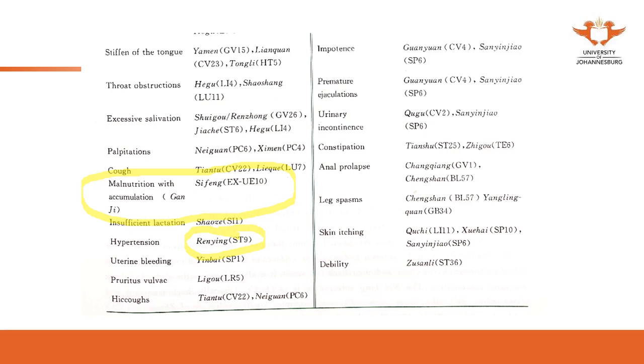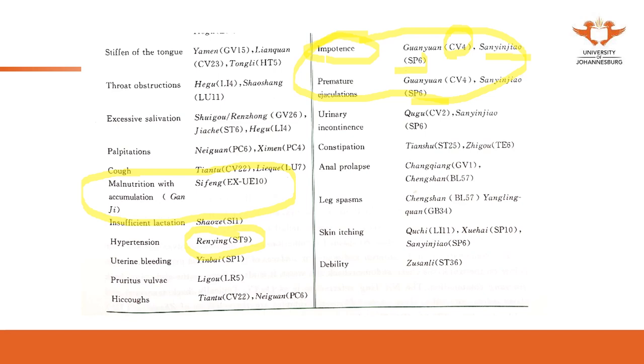Bleeding with urination, spleen 1. Impotence, the male's problem: spleen 6, CV4, the local point. Again, I want you to think about why spleen 6. Premature ejaculation, spleen 6. You see, these are very similar. Also, for erectile dysfunction, you also can use these points.